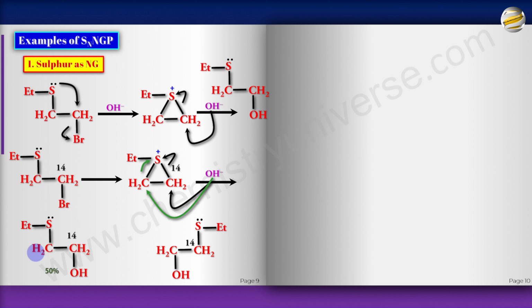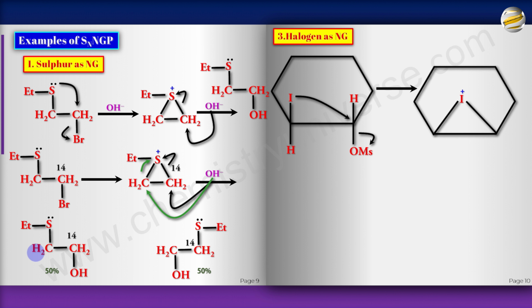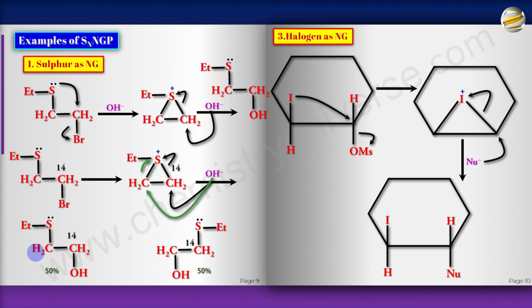Both are 50% here. Let's check out halogen as a neighboring group. I got this. And OMS, you can understand, mesylate is a good leaving group. I is opposite to it, attacks, OMS leaves. You get this 3-membered ring. The nucleophile attacks from the backside, and you get this. Let's see benzene. Benzene can also act as a neighboring group. You just need to have a group that is electron rich.